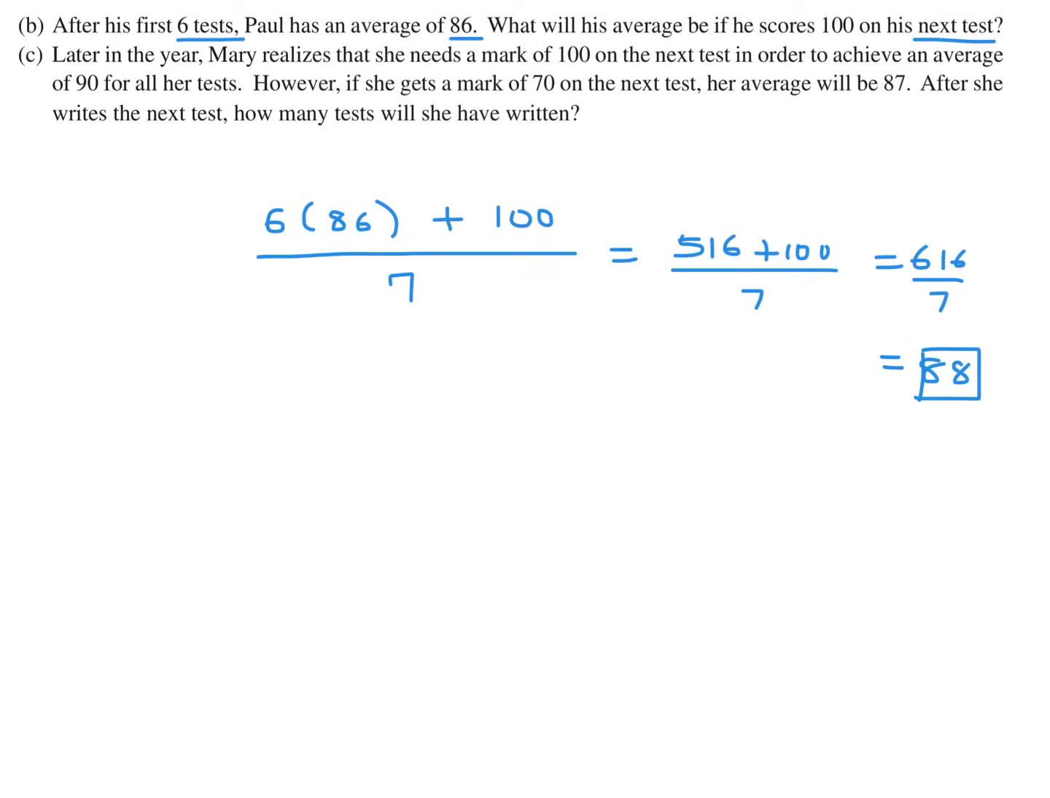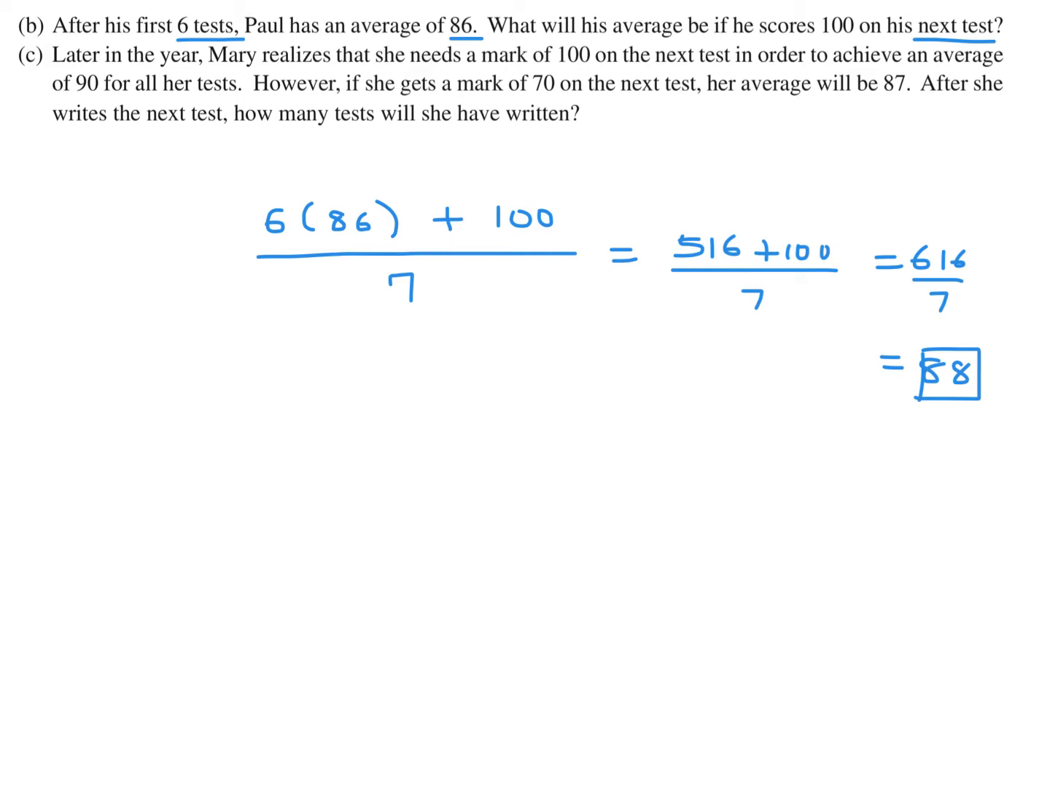And we have the next part. Later in the year, Mary realizes that she needs a mark of 100 on the next test in order to achieve an average of 90 for all her tests. However, if she gets a mark of 70 on the next test, her average will be 87. After she writes the next test, how many tests will she have written?